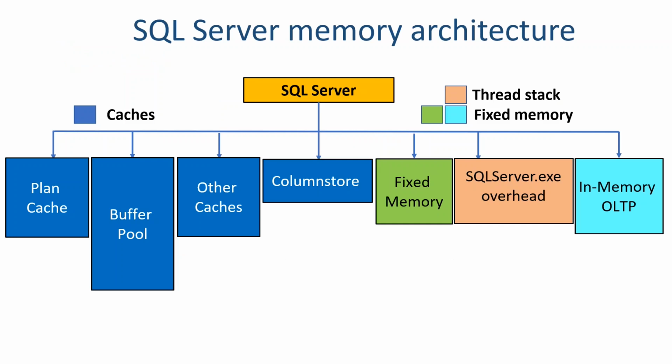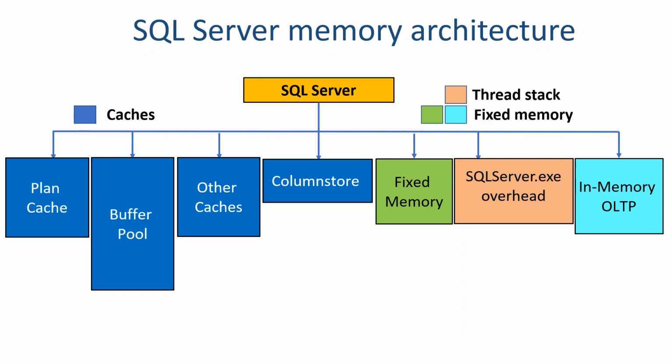So let's see the overview of SQL Server memory architecture. SQL Server Engine is a Windows program which will use Windows APIs to allocate memory to SQL Server. There are different types of components in the memory architecture of SQL Server. In this session, we are going to mainly focus on the plan cache and the buffer pool because these are the major components. But let's see what other components we have in the SQL Server memory architecture.